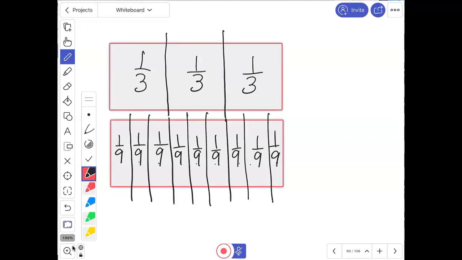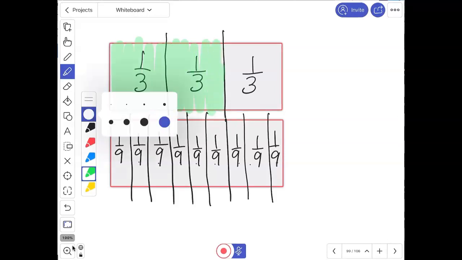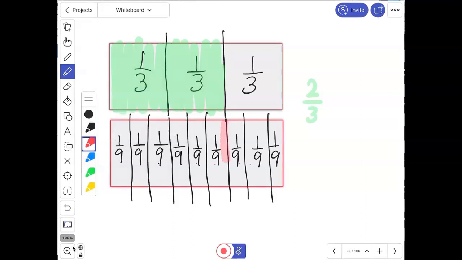Okay, so I can find some equivalent fractions here. I'm going to do some shading. How about I shade in, let's see, 2/3. So I have the fraction 2/3 on the top, okay? Now on the bottom, I've got to shade up to that same point. So to there. Because remember, they've got to have the same amount shaded.